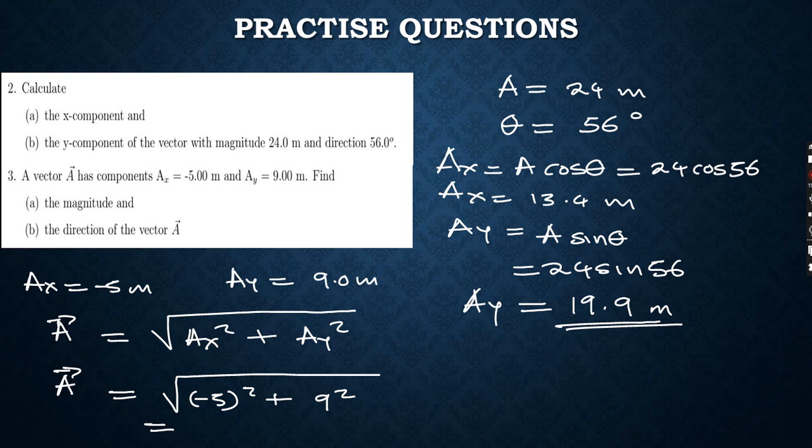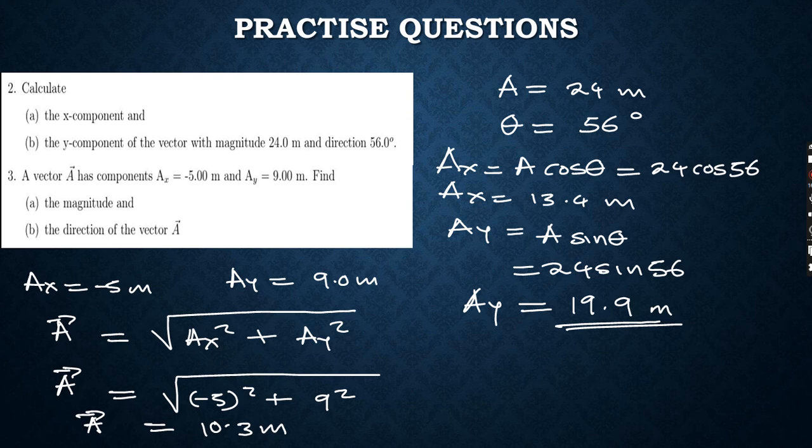5 squared plus 9 squared is giving me 106, then the square root of 106. Okay, it's giving 10.3 after I round it off. So it's 10.3 meters. So this is the magnitude of vector A.